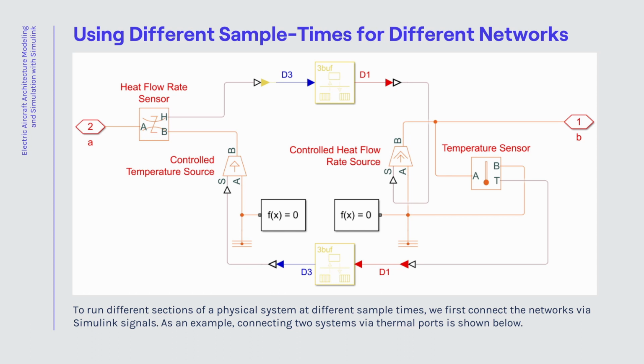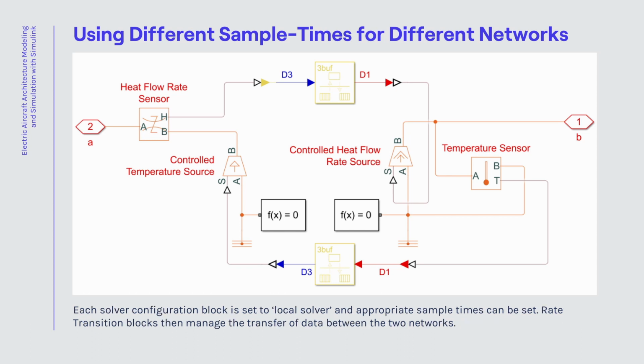The example shown here shows us one way in which to split a physical system using thermal ports for illustration. You can see that we are transferring both heat flow and temperature across the boundary in order to balance energy flow. You can set different sample times in the solver configuration blocks, and the physical information between the two networks is managed by rate transition blocks. You see here in this example, the left side is sampling at D3, and the right side is sampling at D1. For this example, it is not important which is faster than the other. The point is that we can manage the exchange of information using the rate transition blocks.